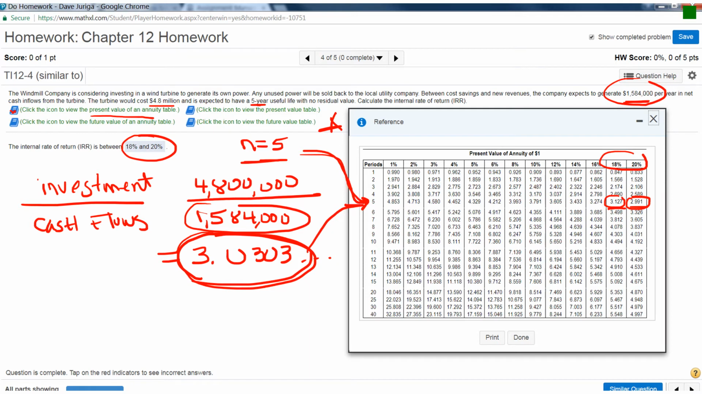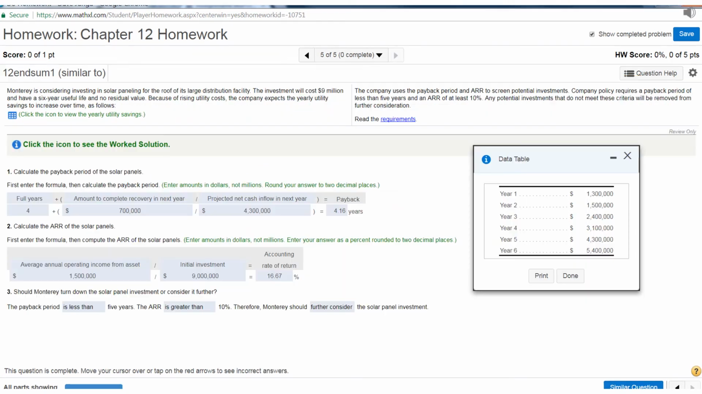And most of the time, you're not going to get an exact number. You just have to come up with an estimate. And in this case, we're saying that our factor number is between 3.127 and 2.991. So we can just say then that our IRR is approximately between 18 and 20%.